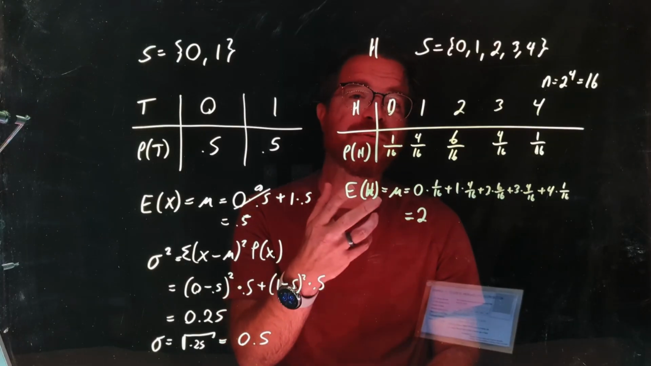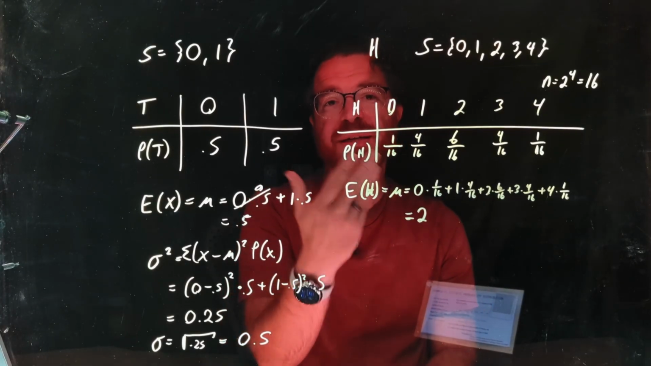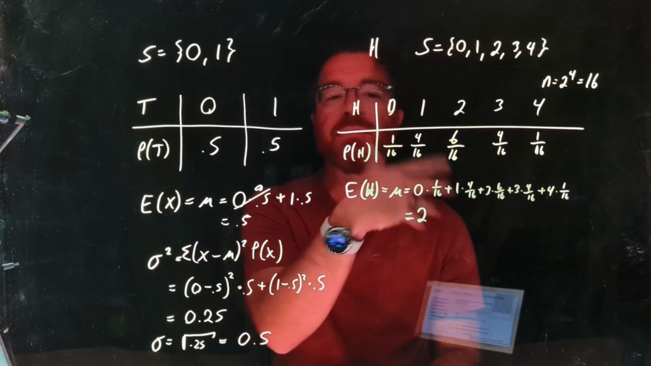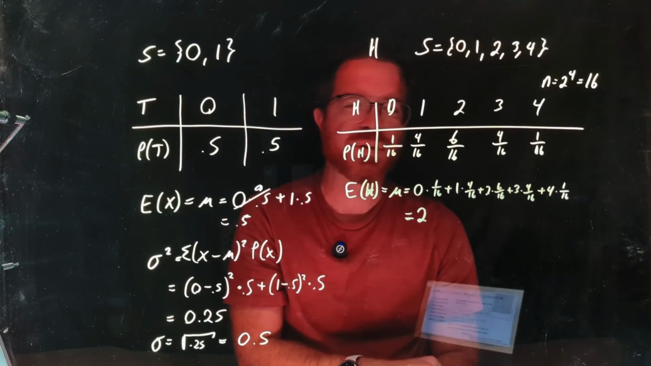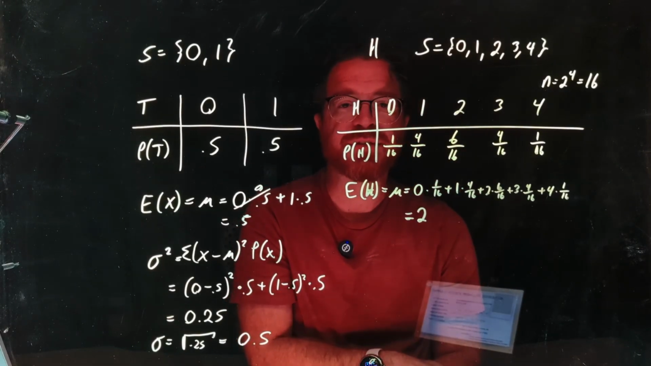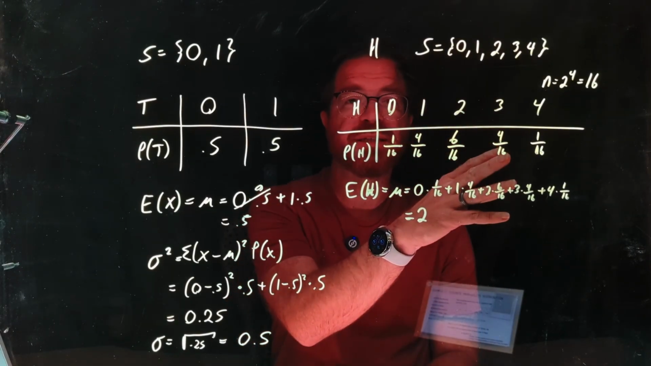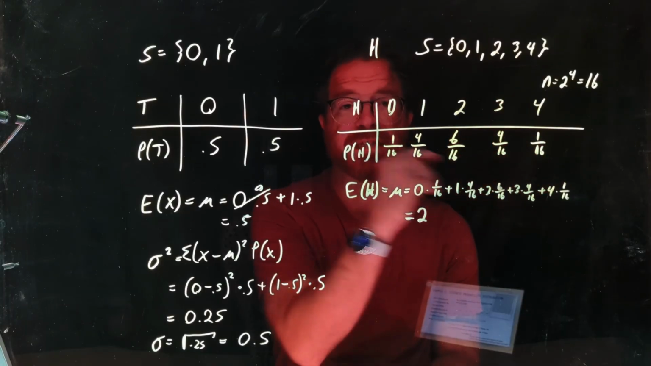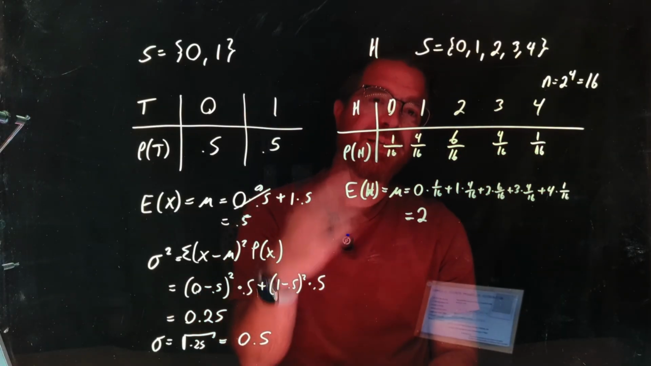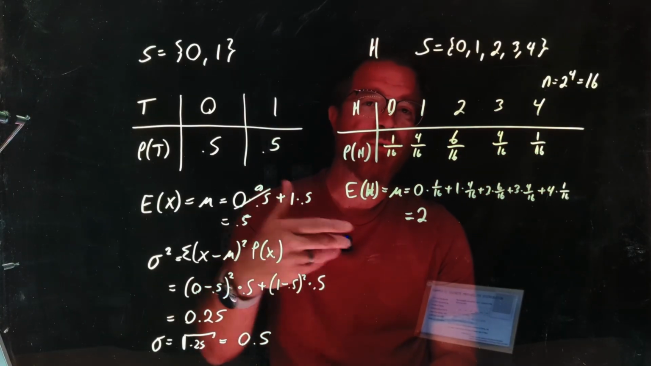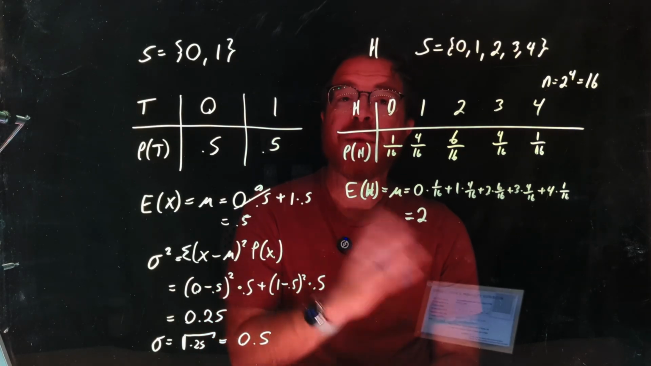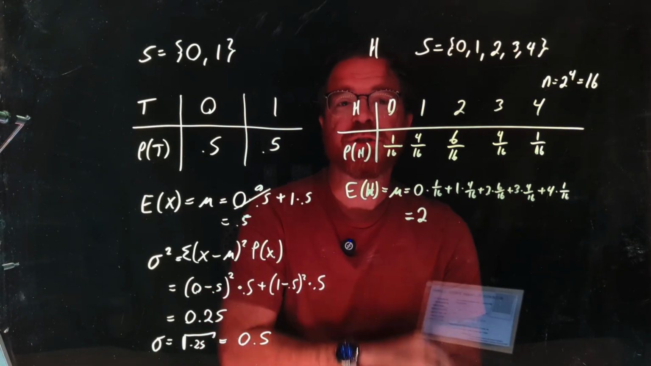So on a given coin flip, I expect that I would get 0 about a 16th of the time. I would get a 1, 4/16 of the time, or about a quarter of the time. I would get a 2, 6/16 of the time. I would get a 3, 4/16 of the time, and I would get a 4, 1/16 of the time. But if I were to repeat this experiment over and over and over again, the average of all my outcomes I would expect is 2.